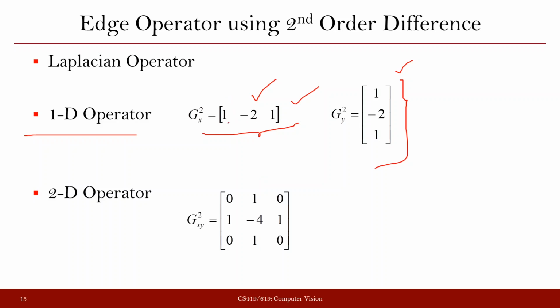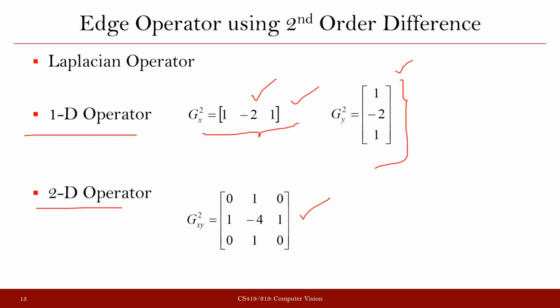you can assume that at the rest of the places, though this is a 1 cross 3 matrix and this is a 3 cross 1 matrix, if you want to make a combined operator, you can assume this is again a 3 cross 3 matrix where the upper row and lower row have 0 values. Similarly, here this is again a 3 cross 3 matrix where the leftmost column and the rightmost column are 0, and when you add them, you get an operator like this, which is called the 2D Laplacian operator for edge detection.